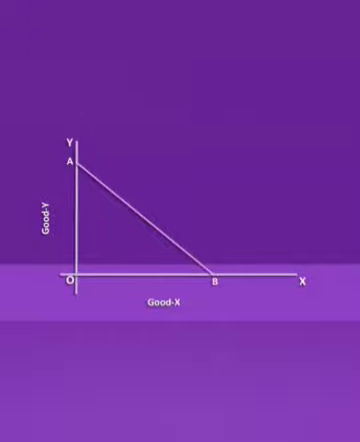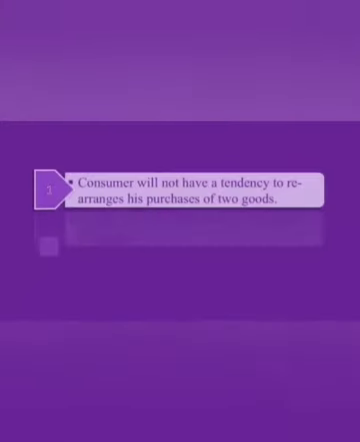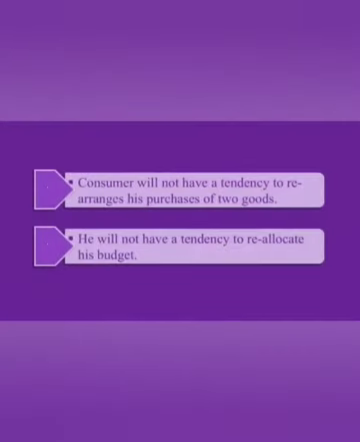Well, we shall now define the consumer equilibrium. Consumer is in equilibrium when he maximizes his utility. At that point, the consumer will not have a tendency to rearrange his purchase of the two goods. He will not have a tendency to reallocate his budget.